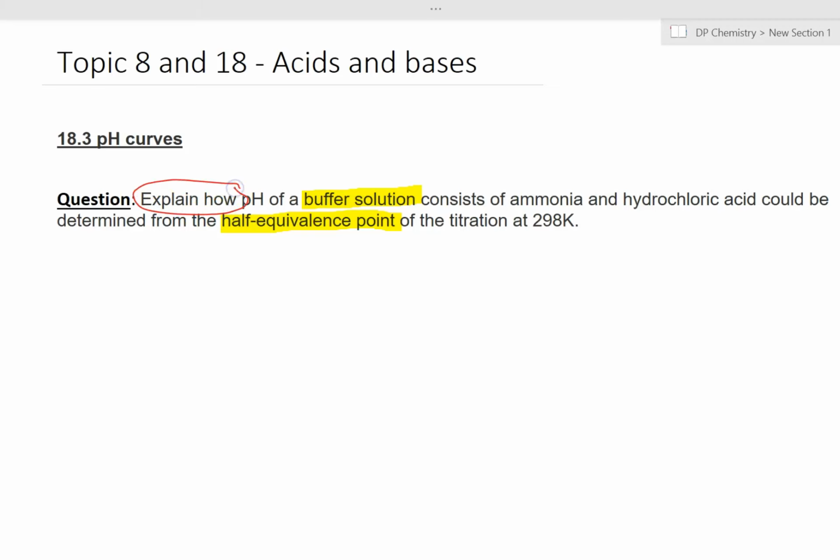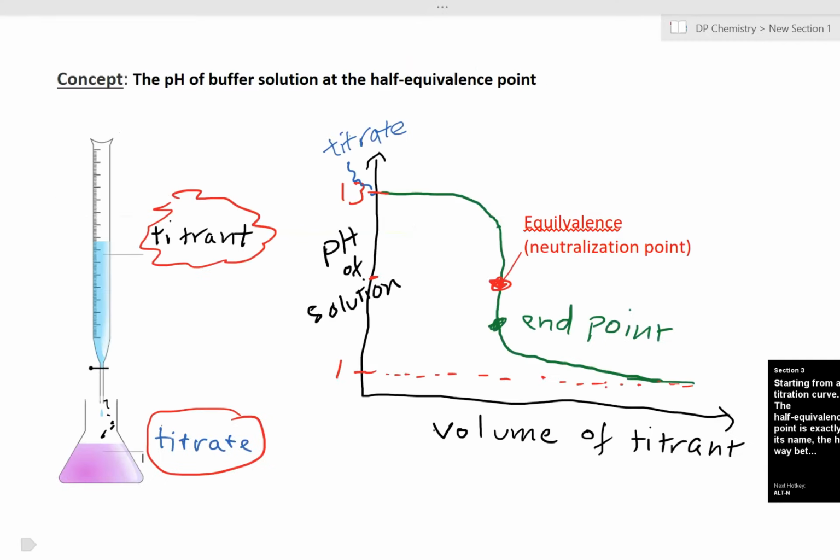Command term: explain how means a step-by-step instruction. Keywords are buffer solution and half-equivalence point. The concept here is the pH of a buffer solution at the half-equivalence point.